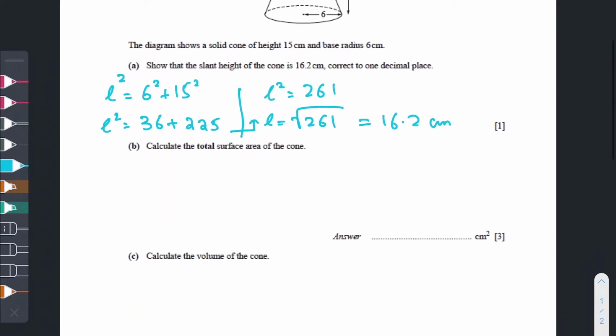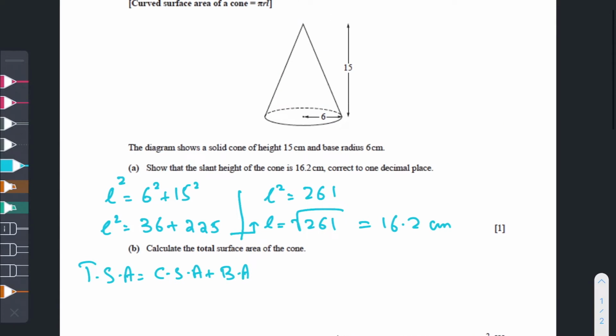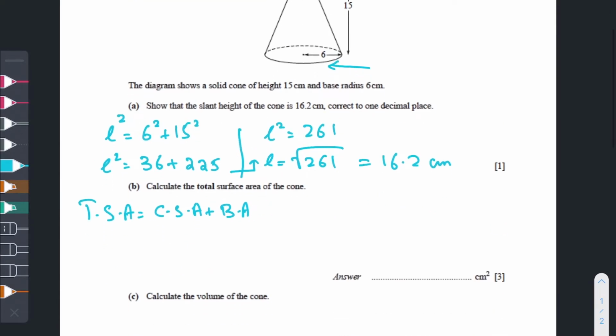The next part says calculate the total surface area of the cone. In order to find the total surface area of the cone, you need to add two different surfaces. So the total surface area of the cone is equal to the curved surface area plus the base area. Now the base area of this cone is very simple to find. This is only a circle, so you do pi r squared. So let's do that first.